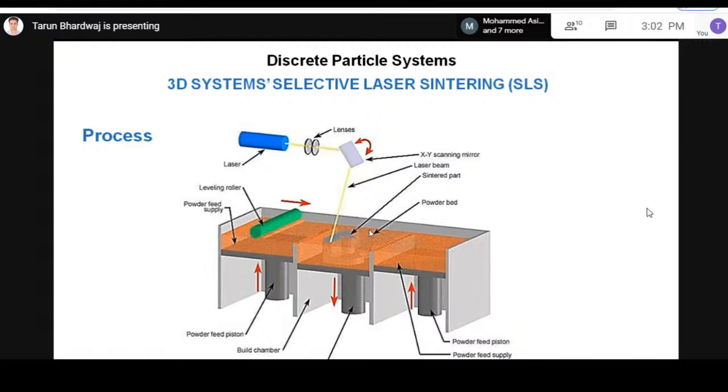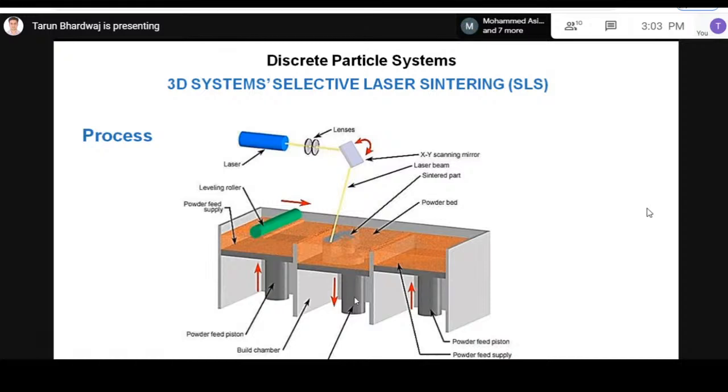After a single layer is fed, it will be melted by the laser source, and after the laser source melts down a single layer, the second layer is fed by the leveling roller. We have a powder feed piston, and we have two powder feed systems from here and from here, and these are the build pistons. The work of the build pistons and the build chamber: build pistons are present in this build chamber, and the work of the build piston is that it will lower down by a layer.